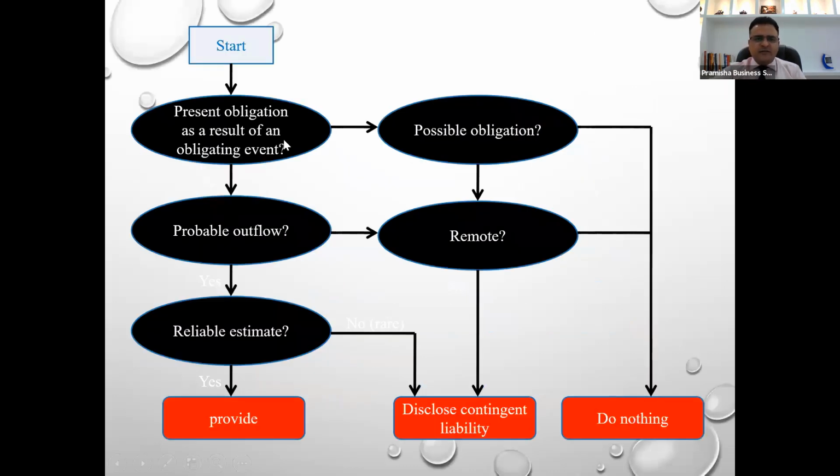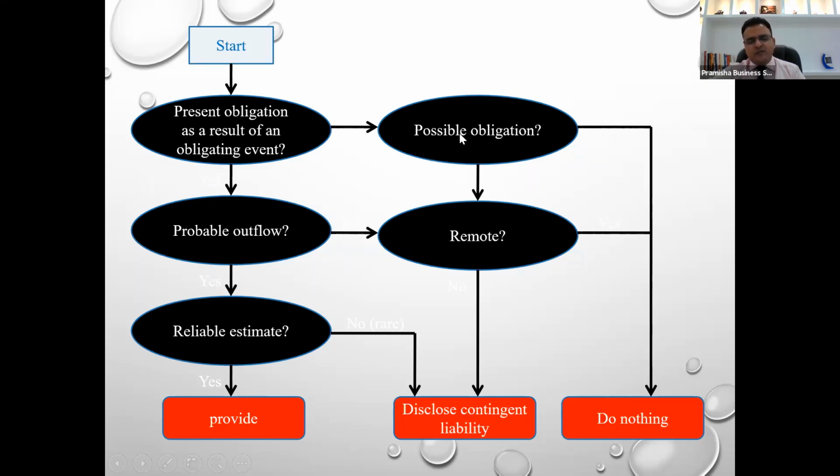So we'll see whether there is a present obligation as a result of an obligating event. Is there any probable outflow? Can we estimate it? Then we create a provision. If all three criteria are met, we create a provision, we provide for it. If we cannot estimate it, but there is a probable outflow, there is a present obligation as a result of a past event, but we cannot estimate it, we disclose it as a contingent liability.